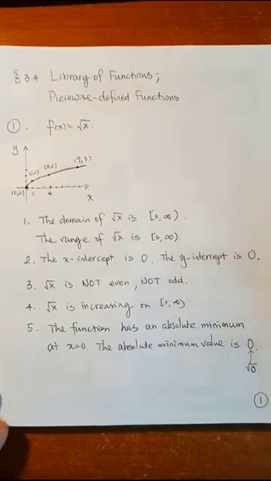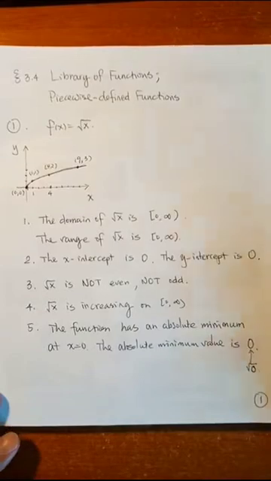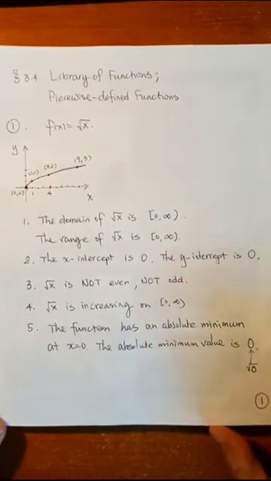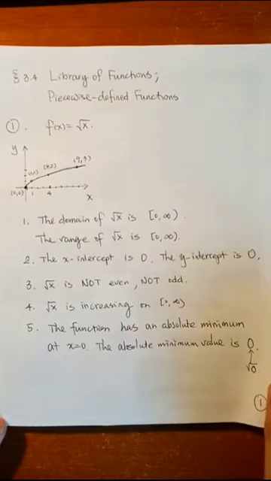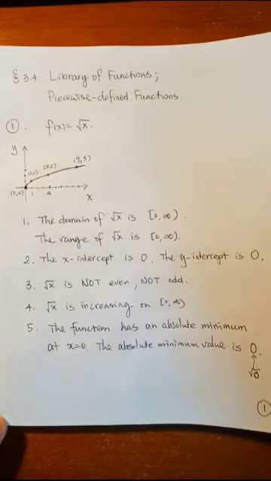Okay. So this is the basic property of the square root function. You have domain, range. You have x-intercept, y-intercept. You have even odd. It's not even, not odd. It is an increasing function, and it has absolute minimum value. It does not have absolute maximum value. Okay. Square root function.